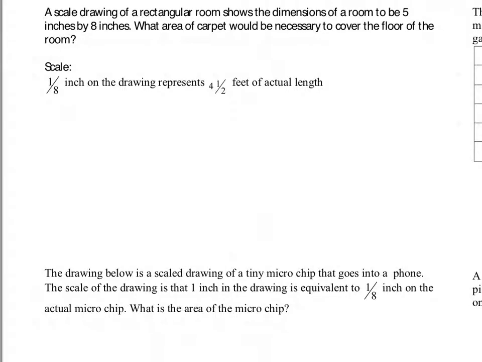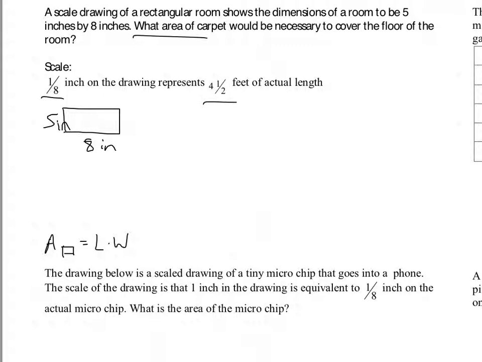All right, so looking at this problem, we're told that we have a rectangular room that is 5 by 8. So just a quick sketch of this is a 5 by 8 room. We're trying to figure out how much area, so we're going to need the area of this rectangle is equal to length times width. But I need the area of the actual room, so our scale is 1/8 to 4.5 feet.